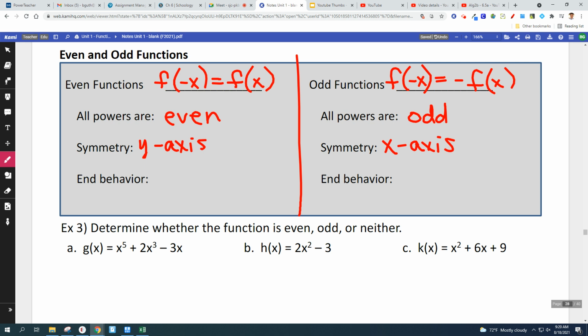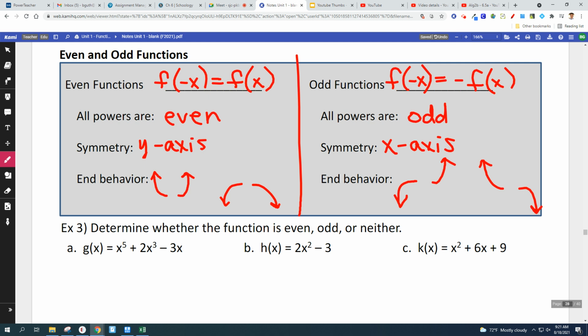Now, end behavior is maybe what you're more familiar with. End behavior on an even function looks like up and up. Picture a parabola. If you make a parabola with your arms, both of your arms go up. If both of them go up or both of them go down, that's even. Even, same. For an odd function, one of them is down and one of them is up. I don't know which one's first and which one's second, but that's kind of what happens.